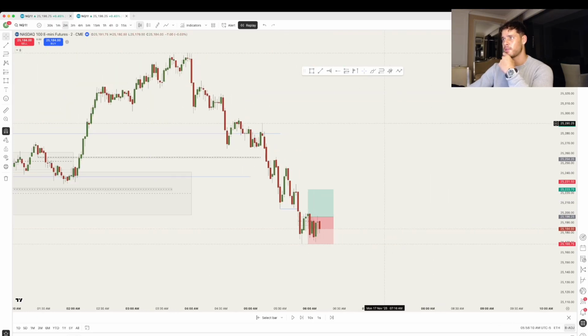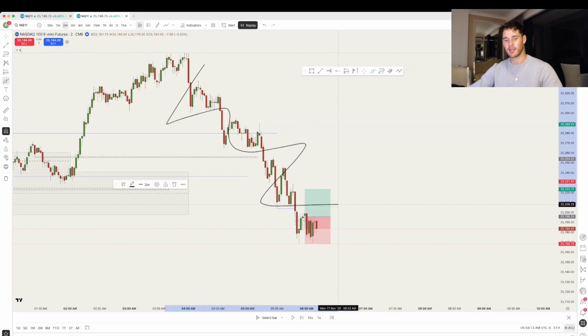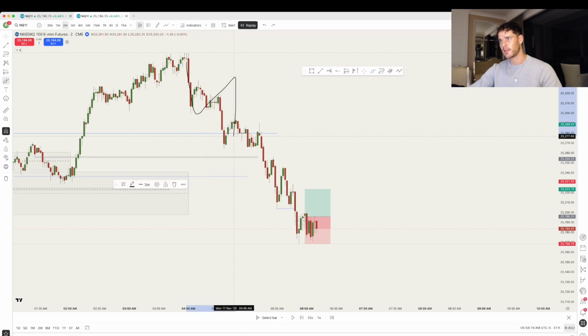A lot of the times you'll see with these big sell-offs like this that don't have nice market structure, they're not going like this, they're just simply going down like this.